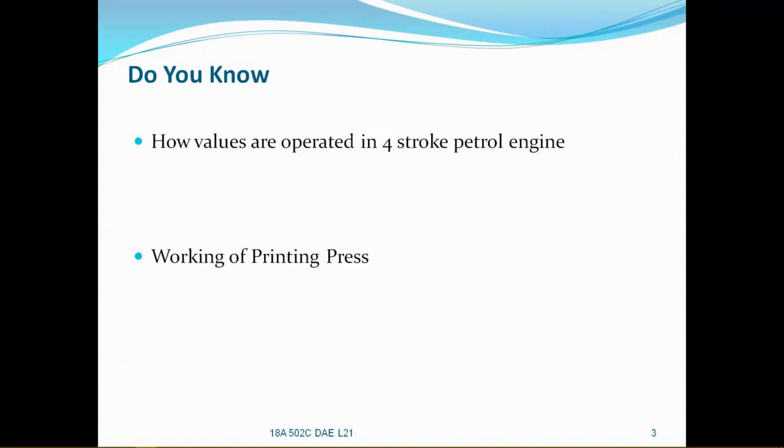And similarly, the working of a printing press also, if anybody knows how the printing takes place, in such a case also they will have the knowledge of cams. So let us see one example for a cam.